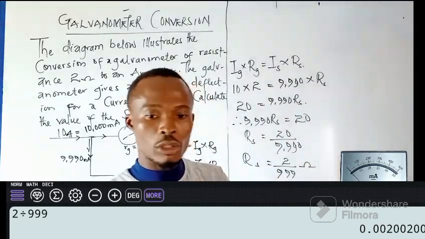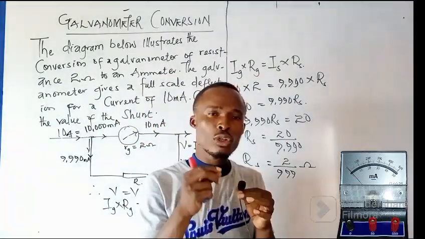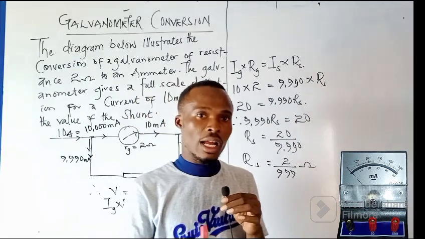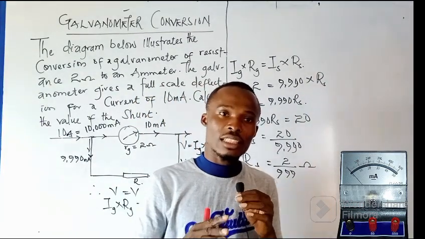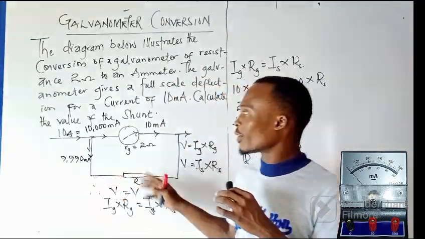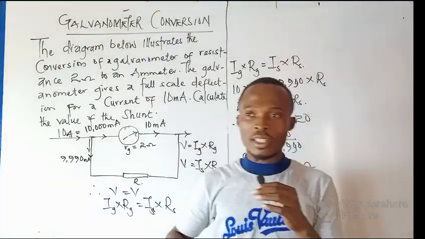When you divide 2 over 999, you get approximately 0.002 ohms. That is a very low resistance value, which is called a shunt. I hope this video has explained exactly how to calculate and how to convert galvanometer to ammeter.